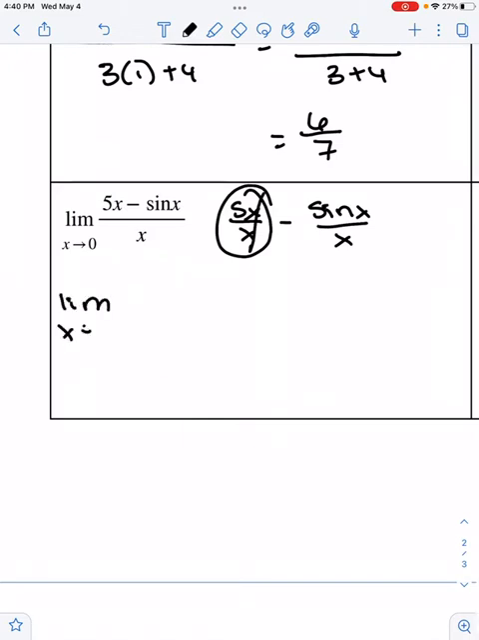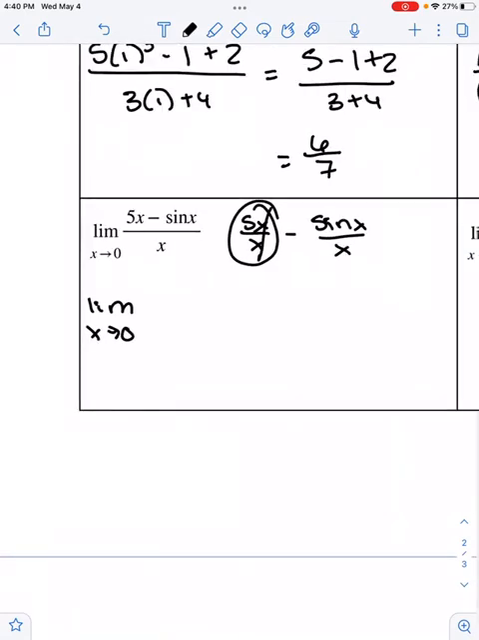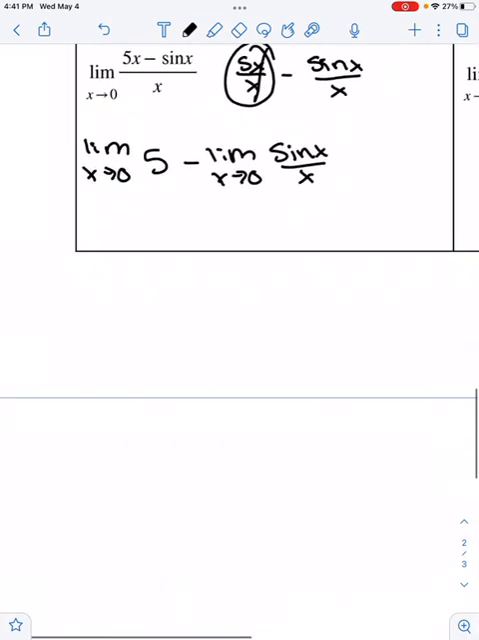And we can do like what we learned up above, where we split the limit to the subtraction. So the limit as x approaches 0 of 5 minus the limit as x approaches 0 of sine x over x. The limit as x approaches 0 of 5 is 5. And remember, this is our identity limit that we learned about in our last video, that it equals 1. And 5 minus 1 is 4.